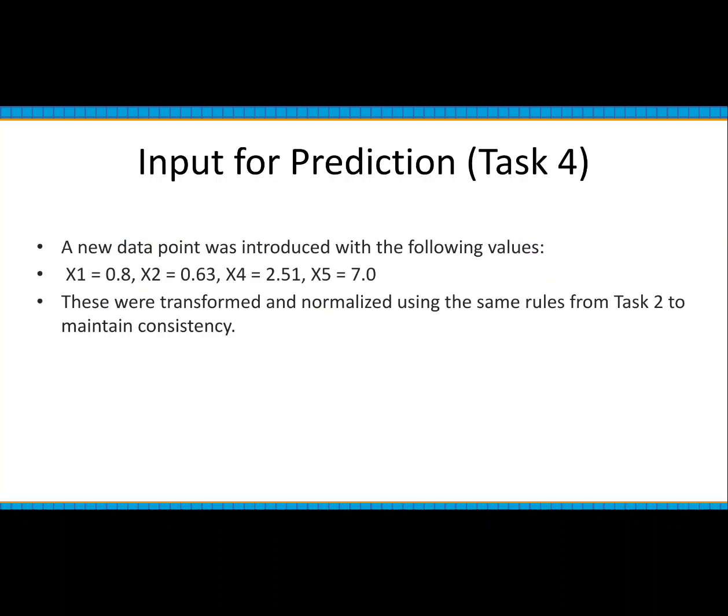And coming to task 4, a new data point was introduced with the following values: x1 equals 0.8, x2 2.63, x4 2.5, x5 7. These were transformed and normalized using the same rules as we applied in task 2.